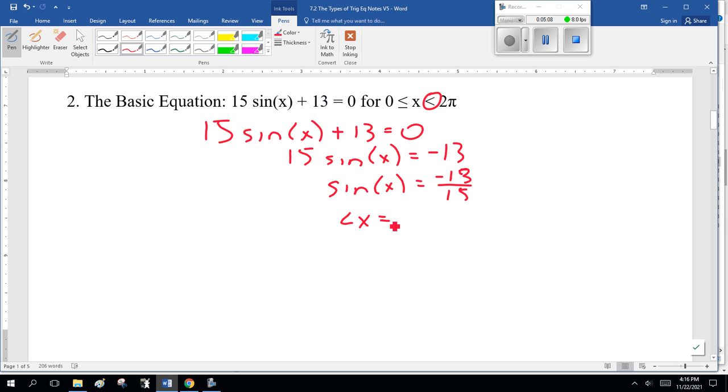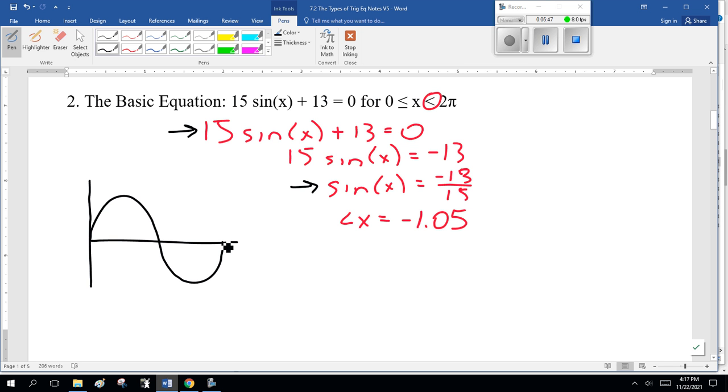Now that is not a nice angle, so you're going to have to plug that in. Inverse sine of minus 13 over 15 is minus 1.05 radians. Now, a few things here. I really hope you've drawn your graph. Now, do we draw this graph? No. We draw this one. Simplify it a little bit. That way we know what's going on.